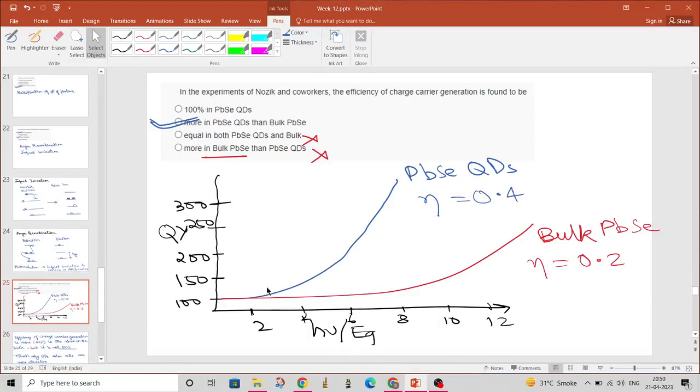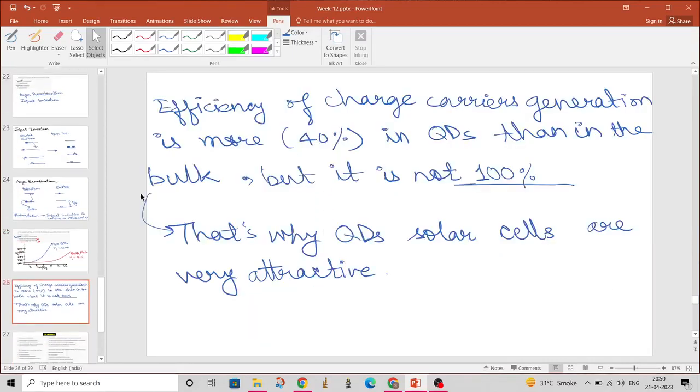And lastly, we saw that the quantum efficiency of lead selenide quantum dots is more than the bulk lead selenide. In quantum dots it is 40%, but in the bulk it is only 20%. But even in the quantum dots it is not 100%. So that's why lead selenides are used in solar cells.